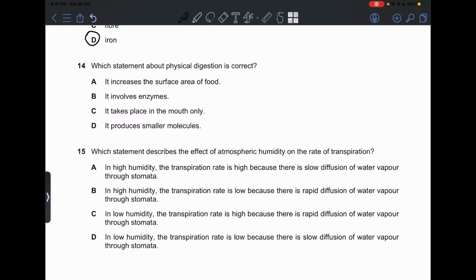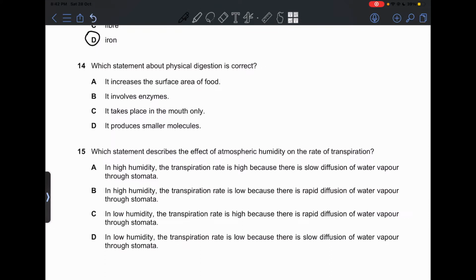14. Which statement about physical digestion is correct? A says it increases the surface area of food. This is a correct statement, and this is actually the use of physical digestion. B says it involves enzymes. This is an incorrect statement because the involving of enzymes is only present in chemical digestion.